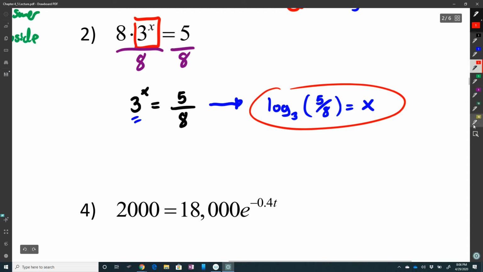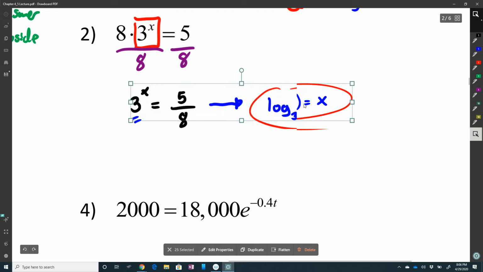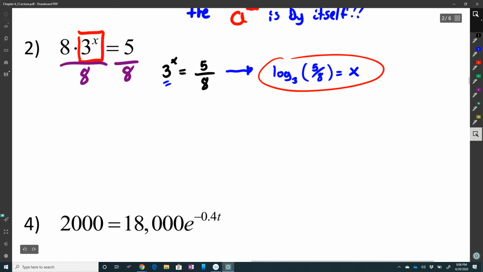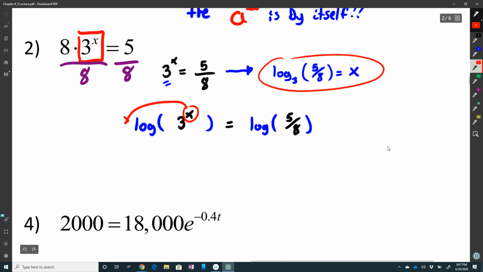Now, because we're doing it both ways, let's log both sides. You got options. So the other way to do it is to log both sides. So log, and you have 3 to the x equals 5/8. That can go to the front. x times log 3 equals log of 5/8. And then you just divide by log 3.